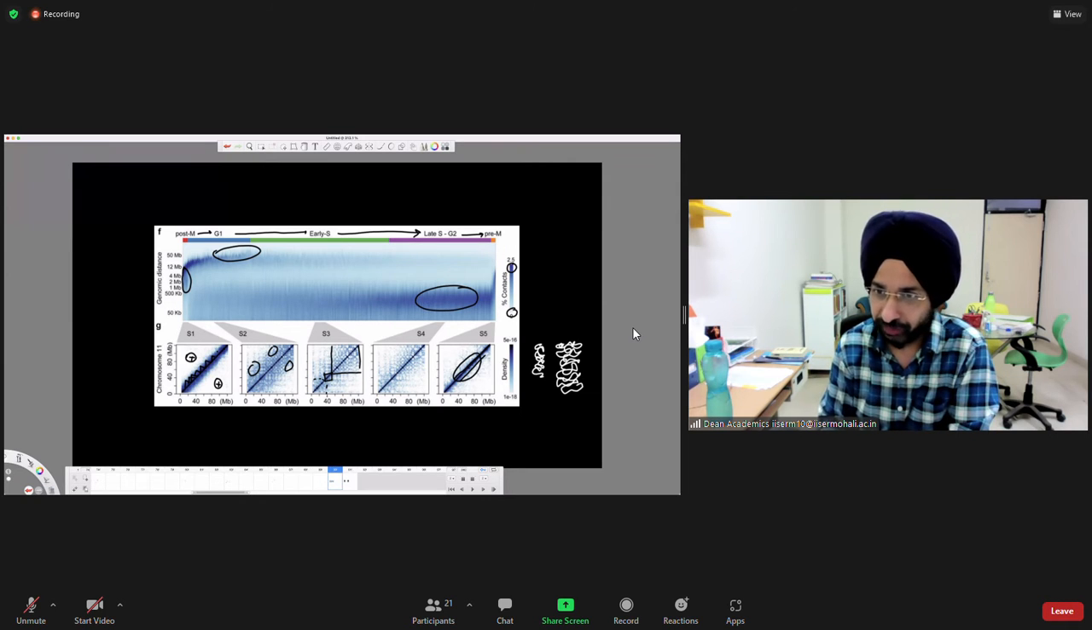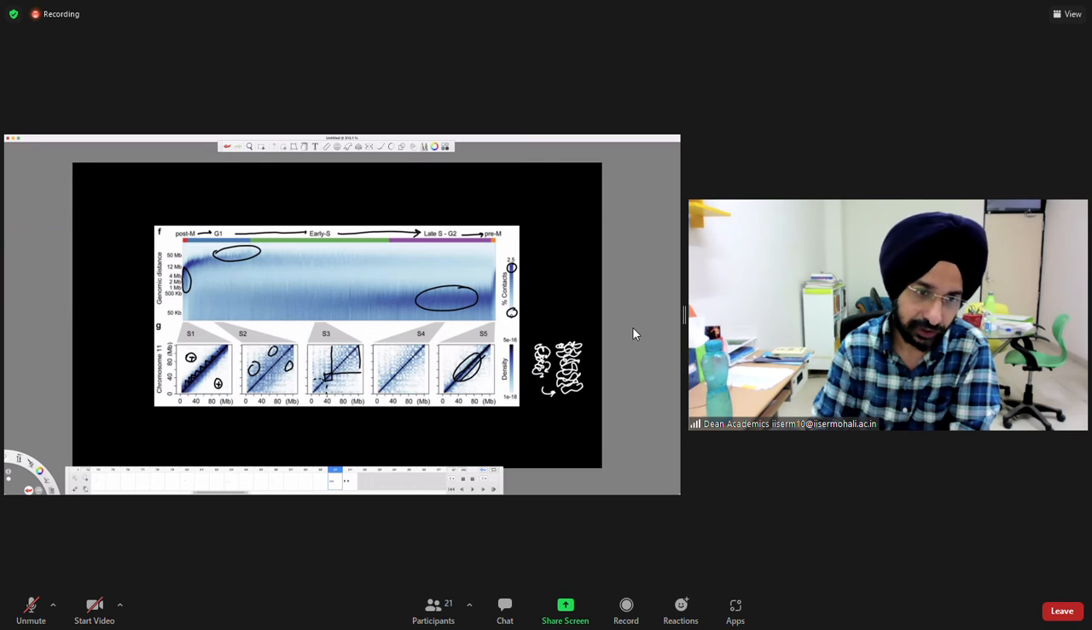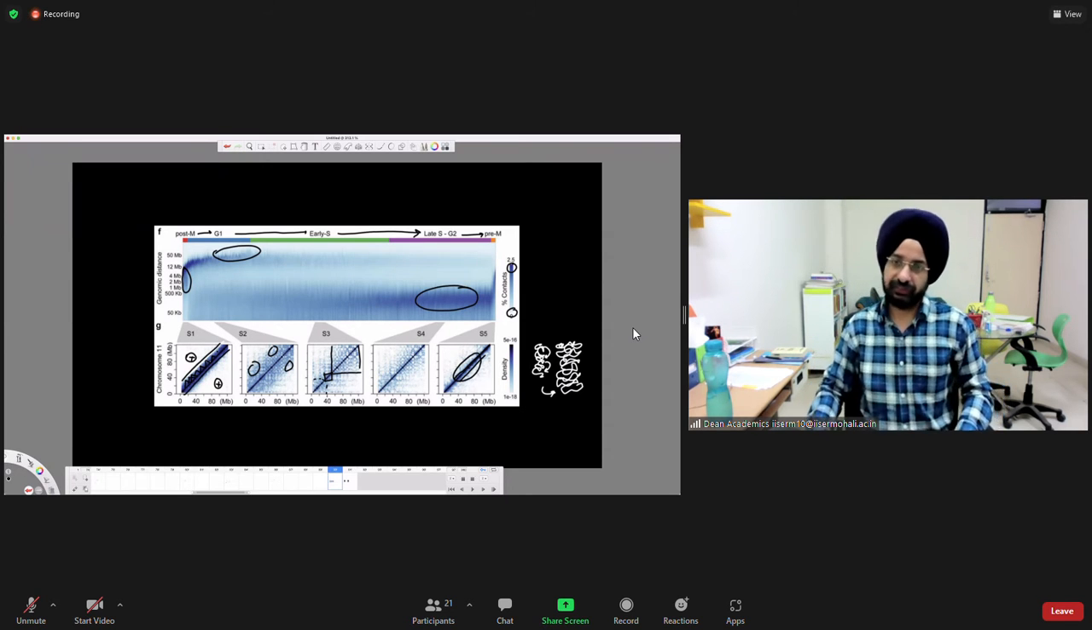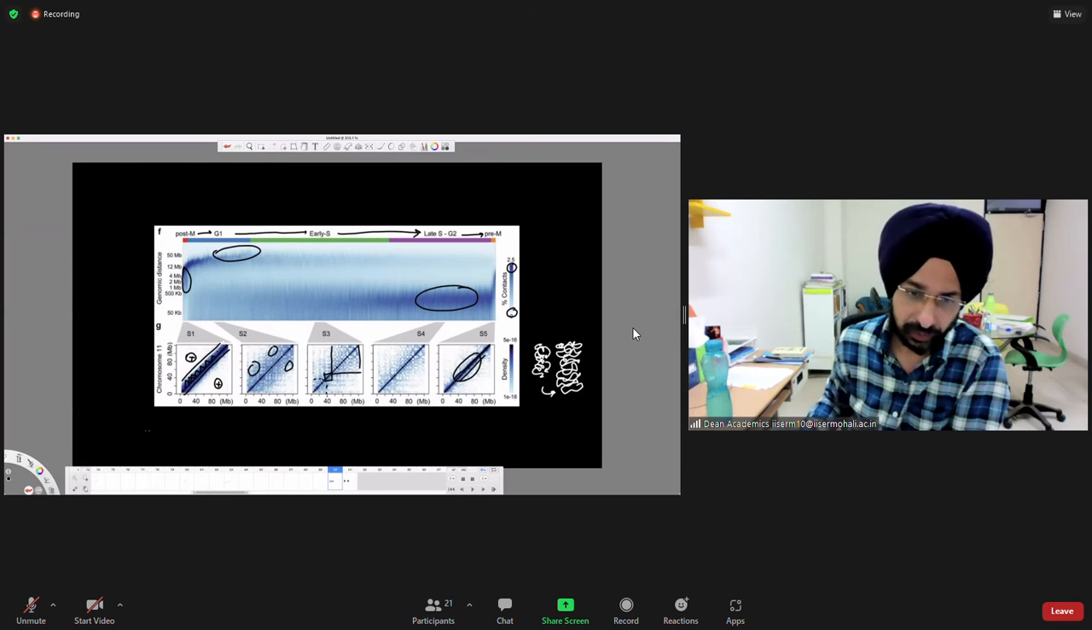More condensation means more nearby regions have started interacting. That's how they are leading to this state, right? And that's what happens here. Your diagonal will become thicker and thicker. So that's what the cell cycle dynamics of long range interactions is.